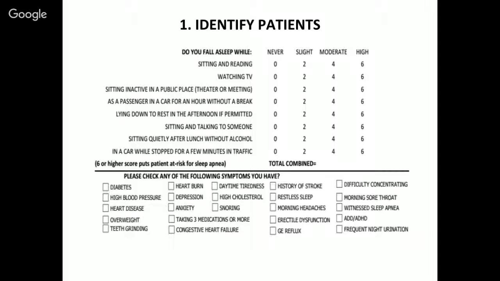Here's the second part of the assessment form. This top area here where it says, do you fall asleep while sitting and reading, while watching TV, while sitting inactive? That's called the Epworth Sleep Scale. And if they score a 6 or higher, boom, they're at risk. Come down to the next area. Please check any of the following symptoms you have. If they check off 2 or more, they are at risk. And by the way, any of the 3 areas can independently put them at risk.